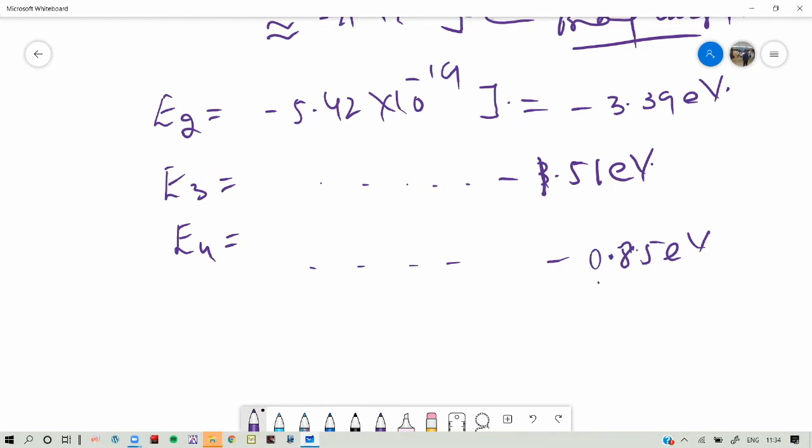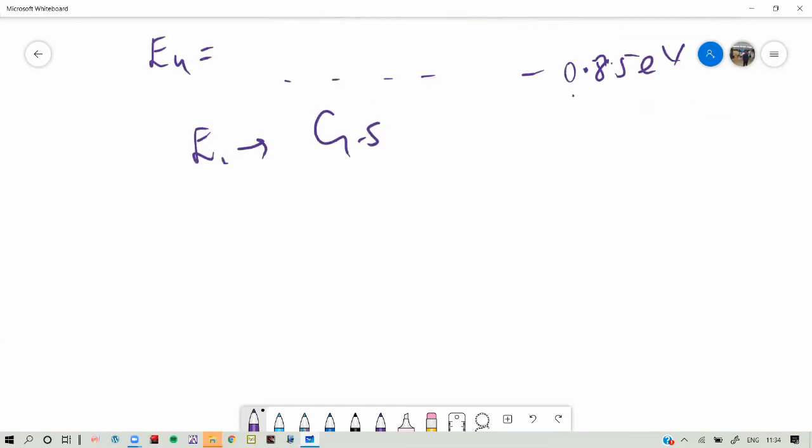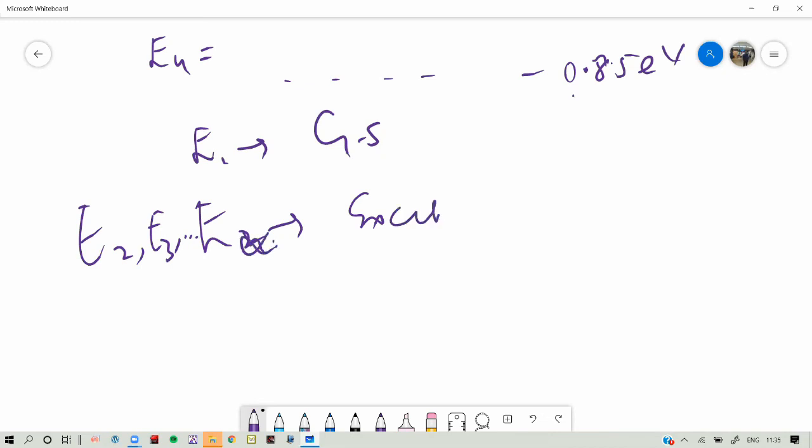For n equal to 1, this is the ground state of the hydrogen atom. For n equal to 2, 3, 4 and higher states, these are called the excited states. That means E1 is labeled as the ground state, and E2, E3, E4 up to En are excited states. We cannot go up to actually infinity.